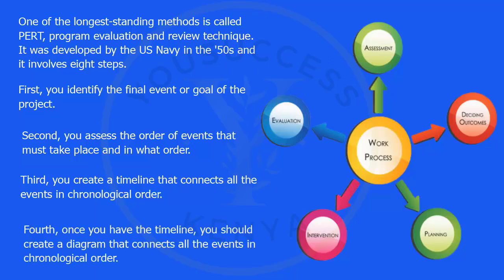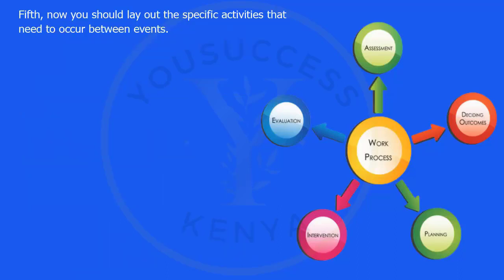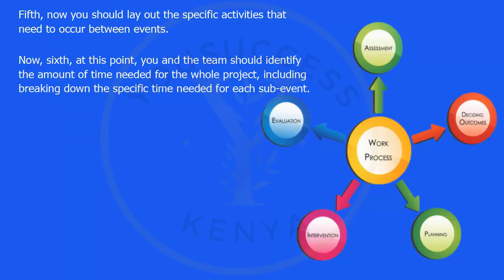Fourth, once you have the timeline, you should create a diagram that connects all the events in chronological order. I have seen these cover entire huge walls, but they can also be created digitally. Fifth, now you should lay out the specific activities that need to occur between events. These should include strategic action plans for moving from event to event, resource acquisitions needed, etc.